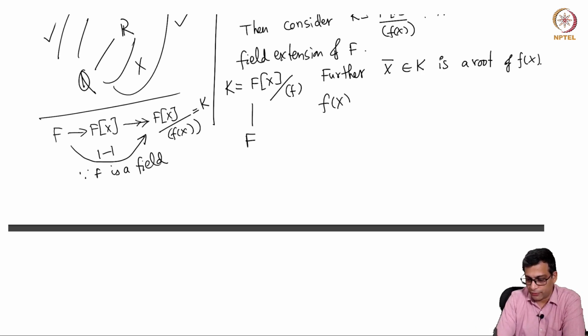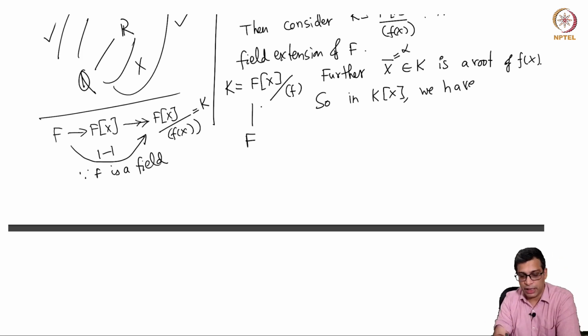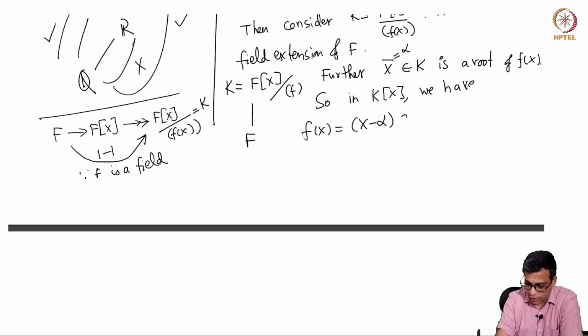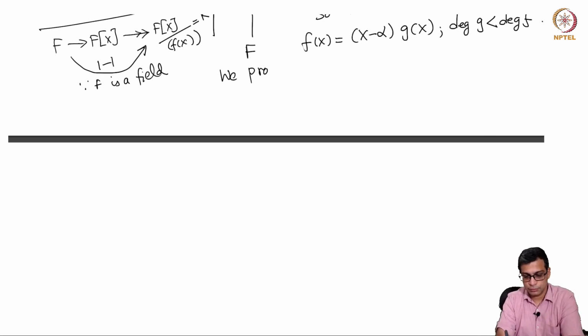Okay, so we can write f(x). So in K[x] we have, because x bar is an element of K, let's call that alpha. Then f(x) is nothing but (x minus alpha) times g(x), and the degree of g is of course strictly less than the degree of f. So we proceed by induction. So we have essentially added one root for an irreducible polynomial.